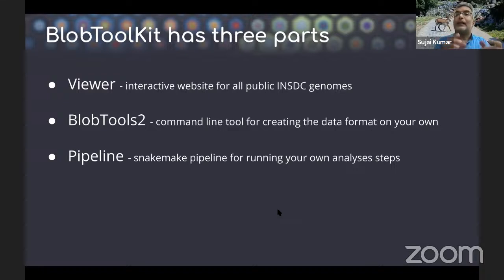So the viewer is something that we have created for all public INSDC genomes. By INSDC, we mean genomes that have been submitted to NCBI, and that means it is also available in the European Nucleotide Archive and in the Japanese databases. So it's available across the world freely with unique accession numbers like Kim Pruitt told us yesterday. So the viewer is designed to give you an insight into all the public genome assemblies.